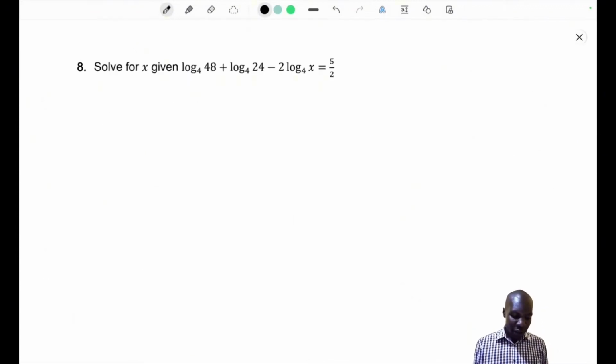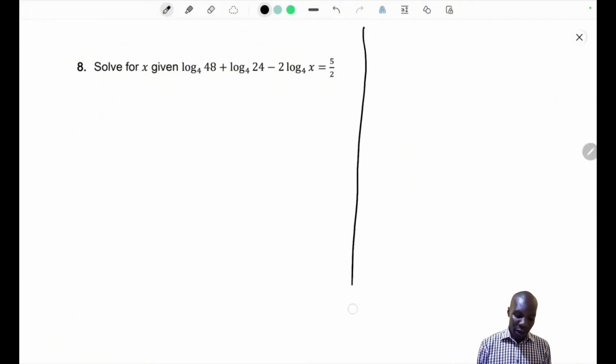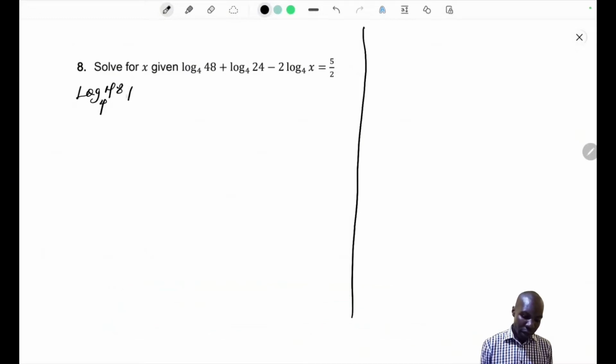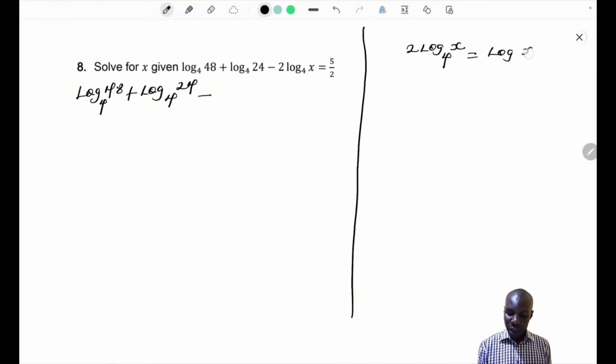Number 8. Solve for x given log of 48 to base 4 plus log of 24 to base 4 minus 2 log of x to base 4 equals 5 over 2. So we are still applying the laws of logarithm. We have log of 48 to base 4 plus log of 24 to base 4 minus, we have 2 log of x to base 4. This one can be written as log of x to power 2 to base 4. So we have minus log of x to power 2 to base 4 equals 5 over 2.